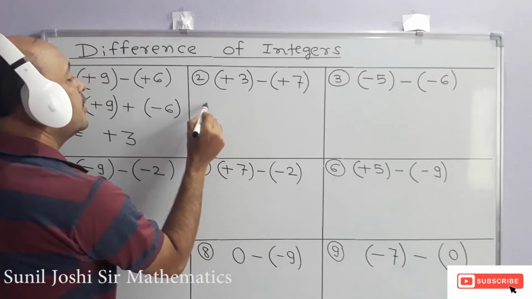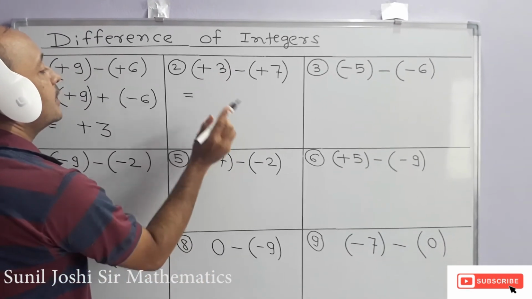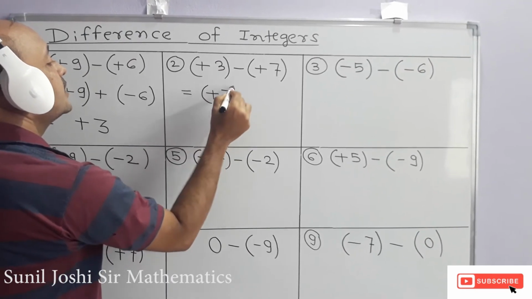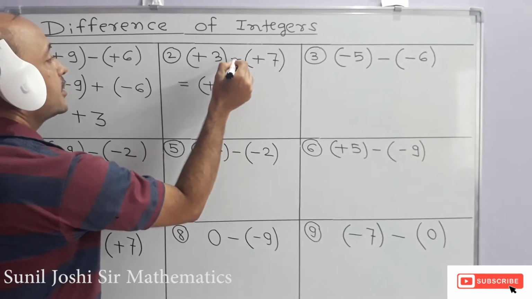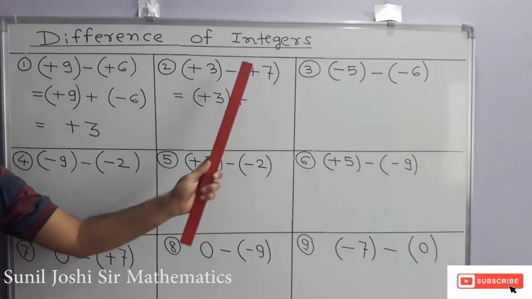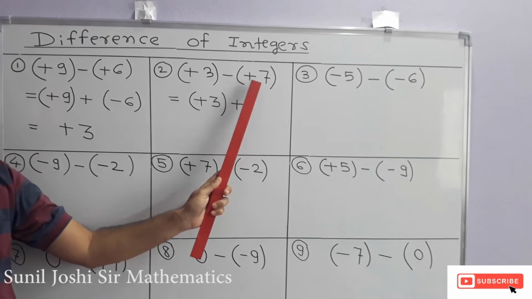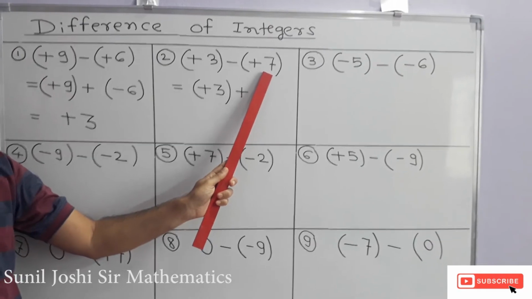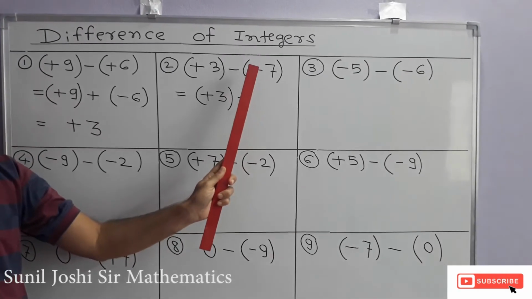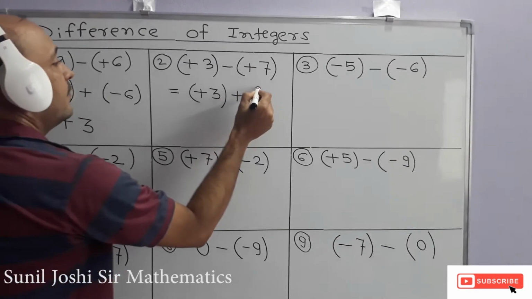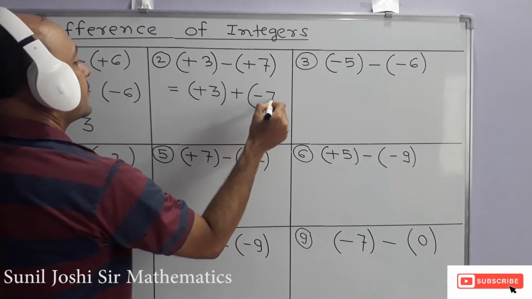So what is the method here? The first integer as it is, no change in the first integer. Then subtraction, no rules, so subtraction is converted to addition. Then the opposite number of this. So what is the opposite number of positive 7? That's why I have taken the concept first, that is opposite numbers. So the opposite number of positive 7 is negative 7. So that we write here, negative 7.